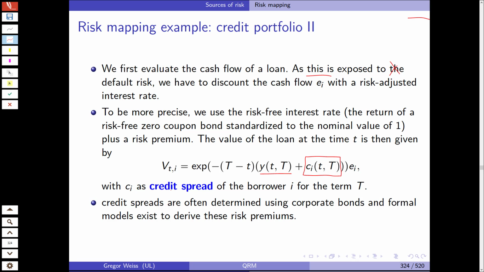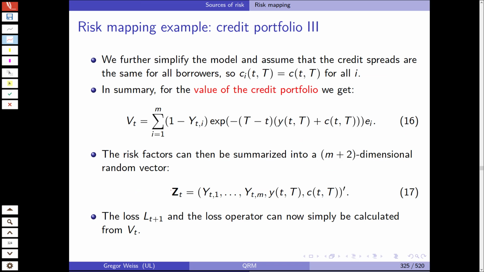The credit spreads are often determined using corporate bonds, and you can also use formal models. We'll get into this later on. But in our model, simply assume that it's a retail customer portfolio. They are all the same. So let's simply assume that all those credit spreads are constant. So in summary, for the value of the loan portfolio, we get what? The value is the sum of 1 minus the default indicator times the exponential function of this discount. This is actually the yield, taking it together with the exponential function and the remaining maturity, which means that this here is a discount factor.